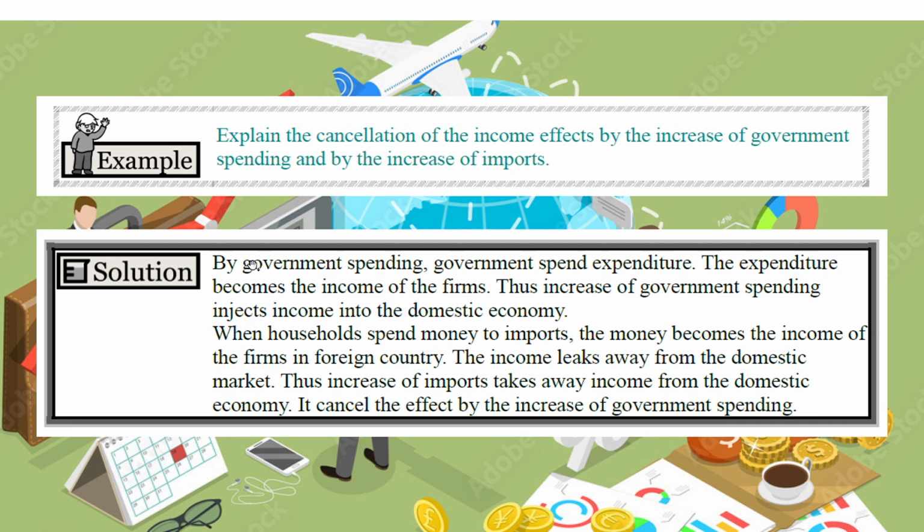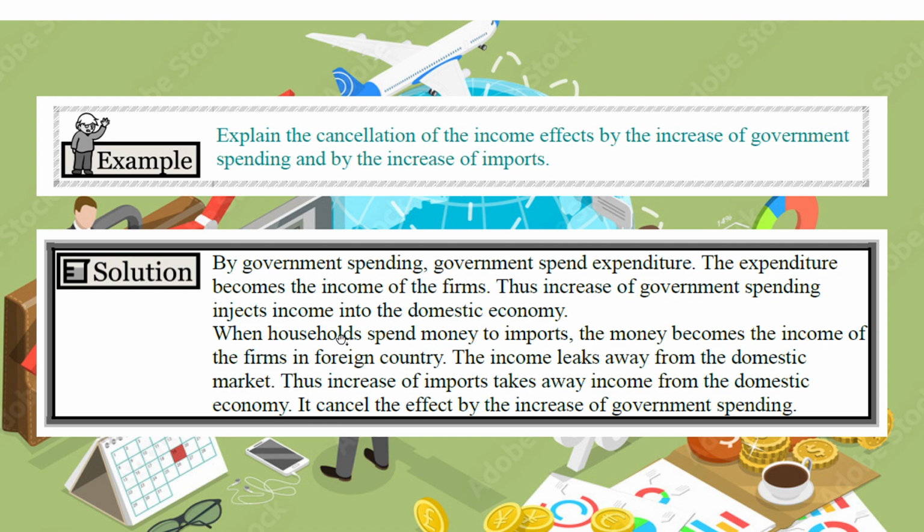Welcome back. Government expenditure becomes the income of the firms. So an increase of government spending increases the income in the domestic economy. You need to name something called income, expenditure, and output. Three approaches. You need to talk about at least one.